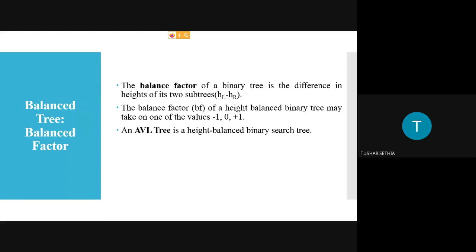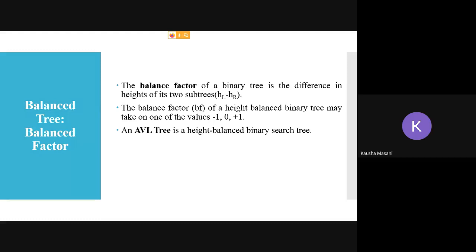To find the mid value and then search again repeatedly. That is binary search. I am talking about binary search tree, one of the variants of binary tree.